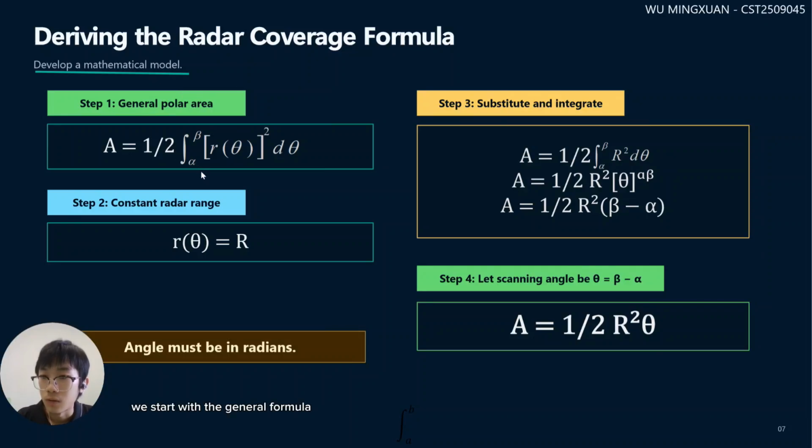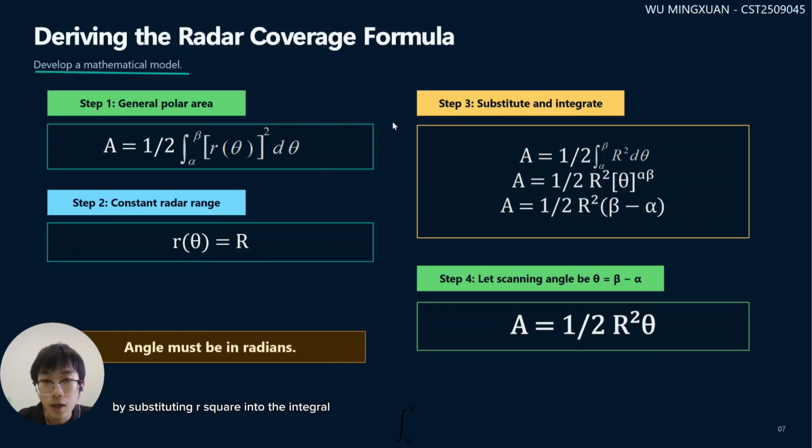Let's now move on to the mathematical derivation of the radar coverage area. We'll start with the general formula for the area in polar coordinates, which is 1/2 of the integral of the square of the radar function from angle alpha to beta. In our radar model, we assume the maximum detection range is constant, regardless of the scanning angle. So we set r of theta simply as capital R, which is a constant.